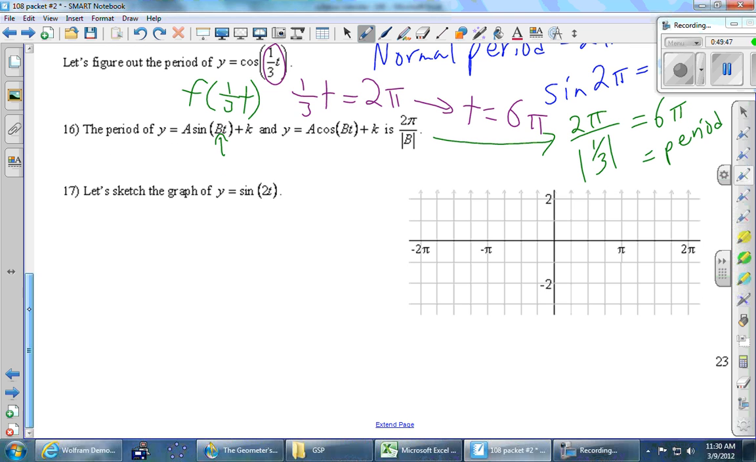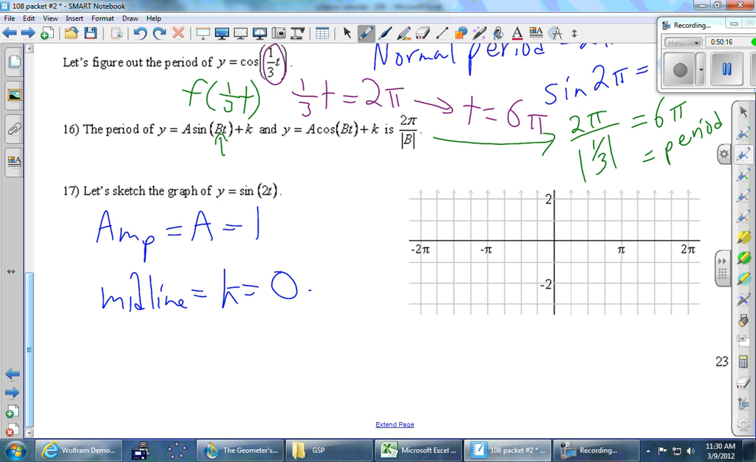Okay, let's try 17. Where are we now? What is the amplitude? Remember, amplitude is the thing we called A. It's the number sitting in the front. It is 1. Let's write down the midline. It is the thing we are calling K, which is the thing added to the end. What is it? 0 in this case. So y equals 0 is our midline.